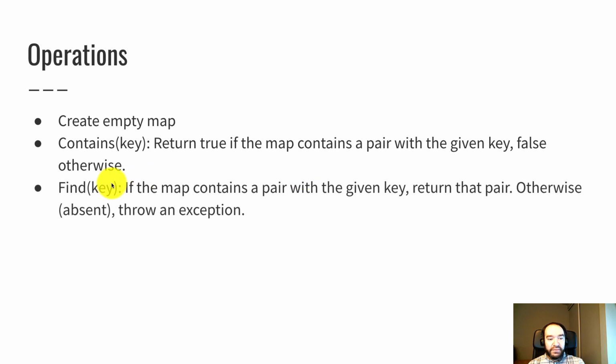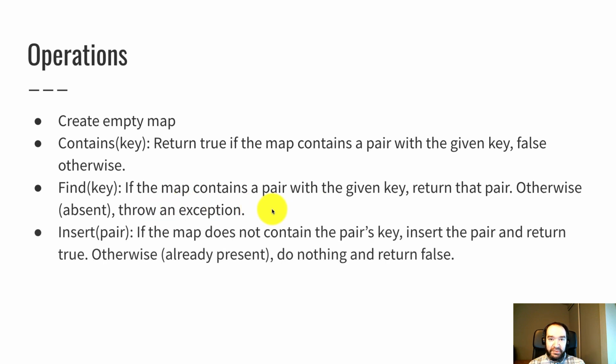Find actually finds the pair associated with a key. So contains gives you a Boolean. It's a quick way of checking whether a key is even there. Find goes in and finds the whole pair that's associated with that key. So the idea is that there is such a pair, you pass in the key argument, and it finds the pair associated with that key and returns that pair. But if it cannot find that, meaning the key is absent, it throws an exception.